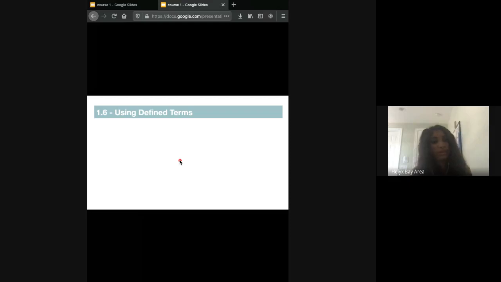So, our defined terms. Common multiples. Common multiples are multiples that are shared by 2 or more numbers. A least common multiple is the least of these. So we have the multiples, and the smallest value is our least common multiple.